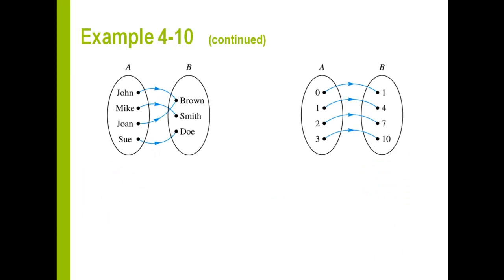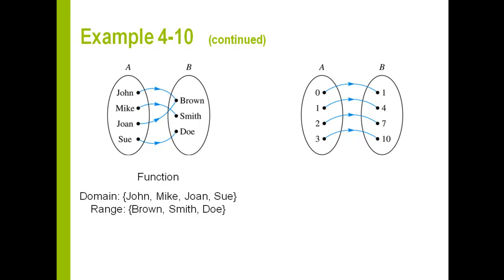Let's look at a couple more. We have a couple of relations here, and decide if you think those are functions or not functions. You can pause the video if you need to. And then if it is a function, determine the domain and range. First one, it is a function. The domain is John, Mike, Joan, and Sue. The range, the outputs, are Brown, Smith, and Doe. The second one is also a function. The domain is 0, 1, 2, and 3, and the range is 1, 4, 7, and 10.